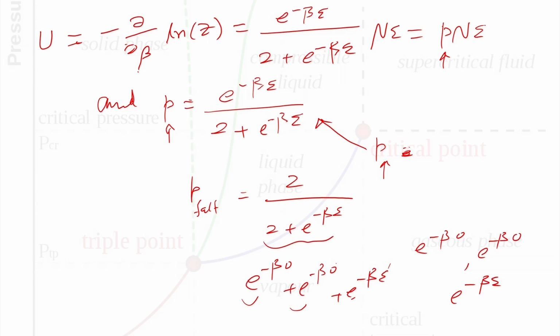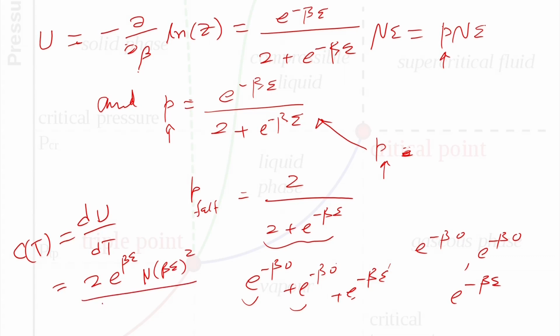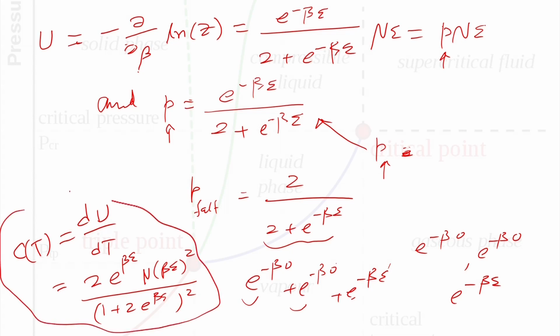The heat capacity is defined as the rate of change of energy with temperature. One can work this out, and it comes out as 2 times e raised to beta epsilon times n times beta epsilon squared over 1 plus 2 times e raised to beta epsilon, squared. So, that is going to be my specific heat at finite temperature.